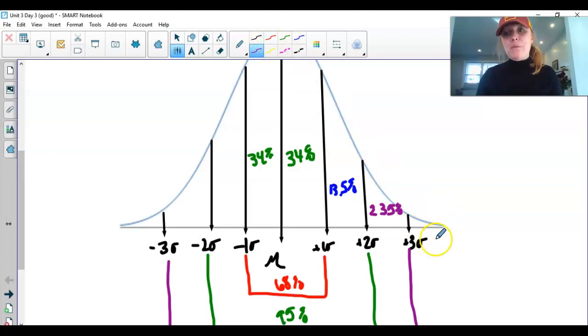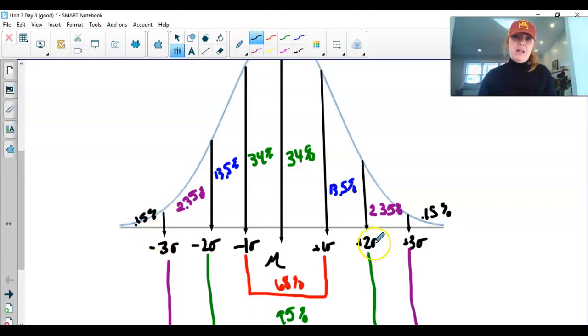Furthermore, is there anyone who will be above 3 standard deviations above the mean? Yes, there is. And that's 0.15% of people or objects or whatever you're describing with that normal distribution. This is symmetric, so the same goes over here: 13.5%, 2.35%, and 0.15%. And if you've taken calculus, these numbers were found as area under the curve. We're not doing that, but just a side note.